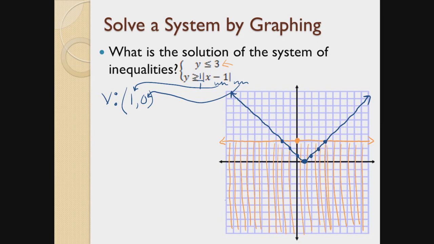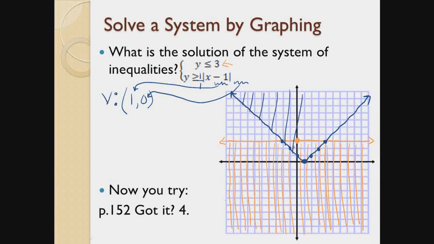We want things that are greater than that absolute value. Greater than is going to be above the V, which is everything up here. Then you see our overlap region is this small little triangle right here. You do not need to circle it. All I would expect to see is this graph with that overlap region right there.